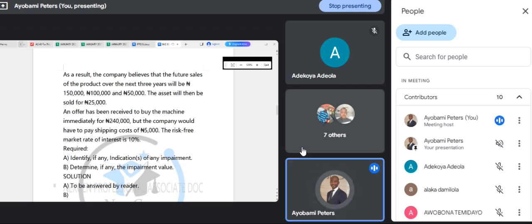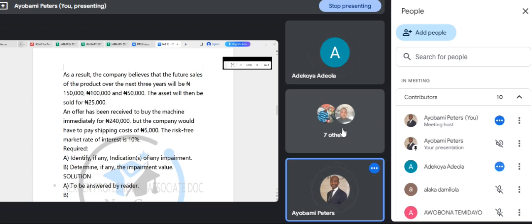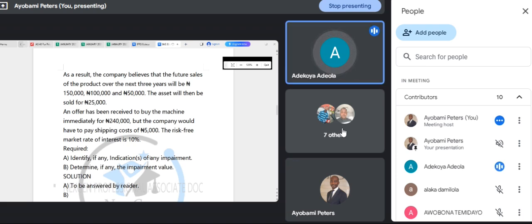So now let's look at this solution together. It is to be answered by you now. A is to be answered by you. Is there any indication of impairment from the question? Anybody that can attempt? Can anyone attempt, please? Just attempt. Give it an attempt. Adiola? Sir, yes, there's an indication of impairment. Okay, give us now. What is the indication? Because there's an entry of a new competitor.